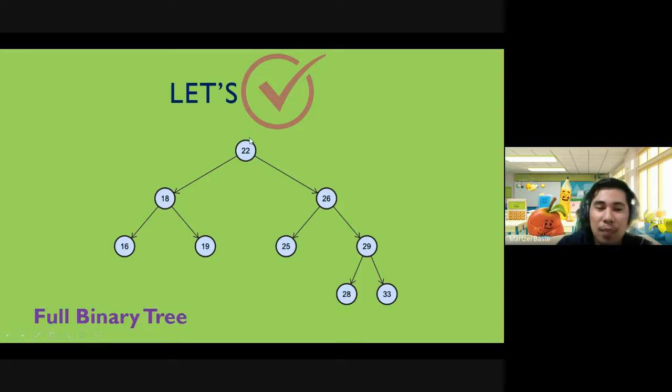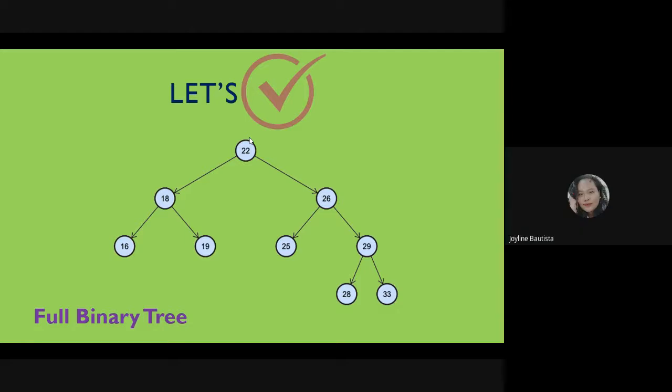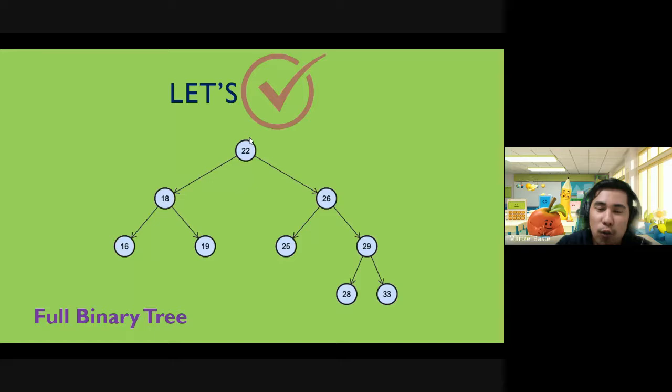But we can call this a full binary tree. Okay, why? Because all nodes have 2 children. Got it? Regardless of the levels, as long as a node has either 2 children or none, that is the idea of a full binary tree: no nodes at all or 2 nodes. So it is a full binary tree.